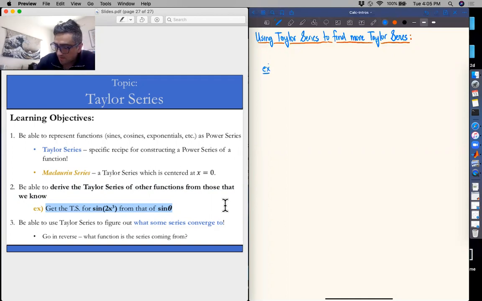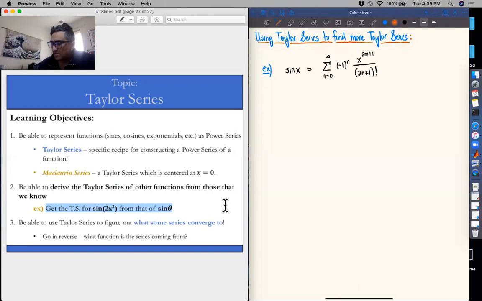So if you remember, the Taylor series for sine of x is equal to the infinite sum from n equals 0 to infinity of minus 1 to the power of n times x to the 2n plus 1 power, all over 2n plus 1 factorial. Remember, sine has all of the odd terms.